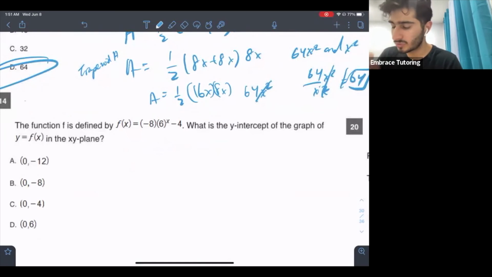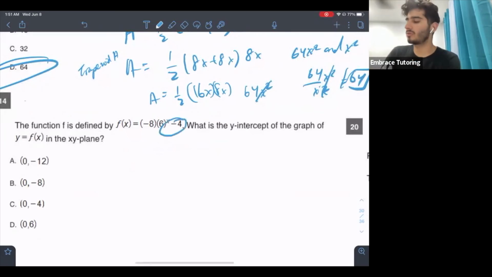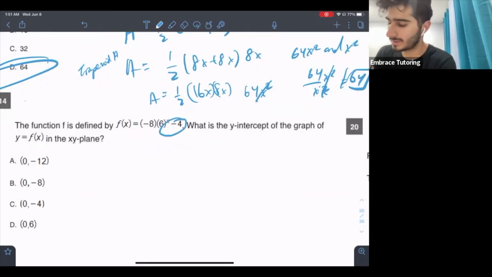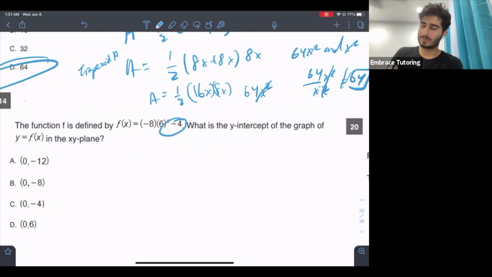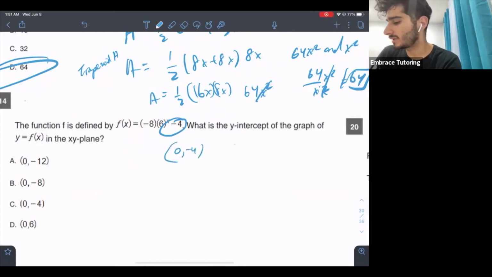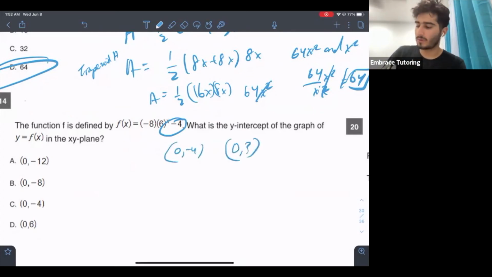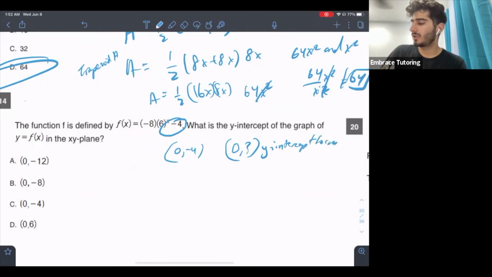So usually students would realize, oh look, that's the y-intercept, because it's similar to that y is equal to mx plus b form, or they would just rush and pick choice C because it's 0, comma -4. They know it's in the 0, comma form, intercept form, right? But that's not the case.